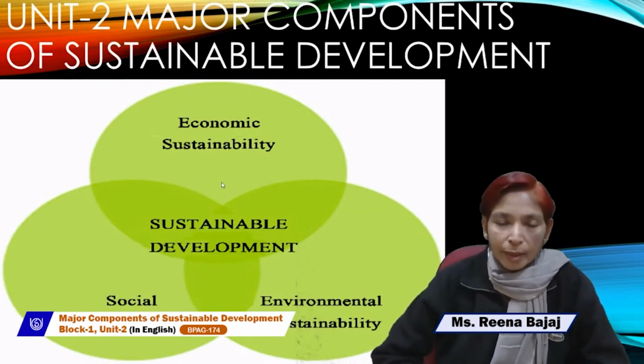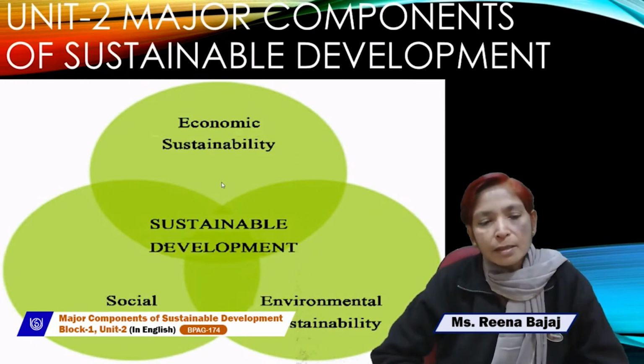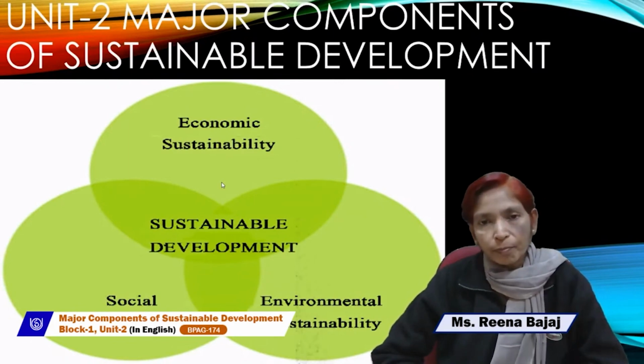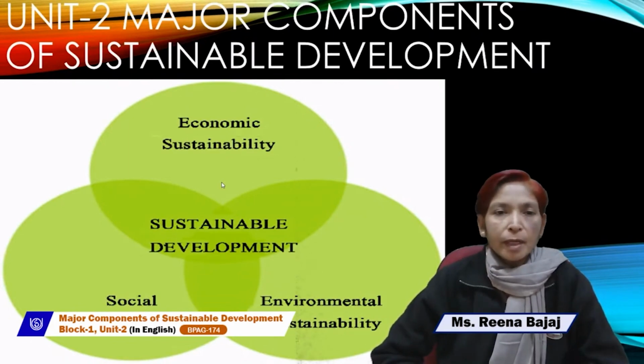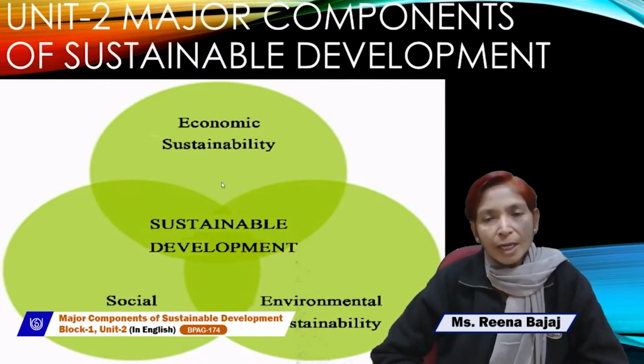Generally it has three components. Sustainable development has three components. One is the economic component of sustainable development. Second is social sustainability. And third is environmental sustainability. Sustainable development is a very broad concept. It includes not only environmental protection, but also economic sustainability and social sustainability.